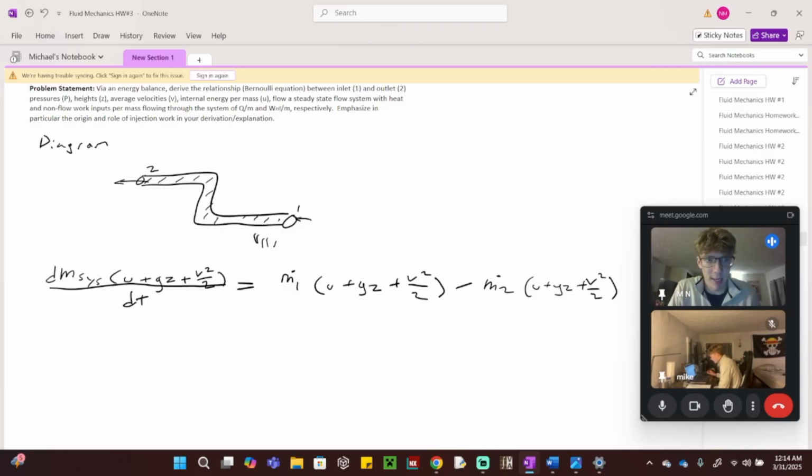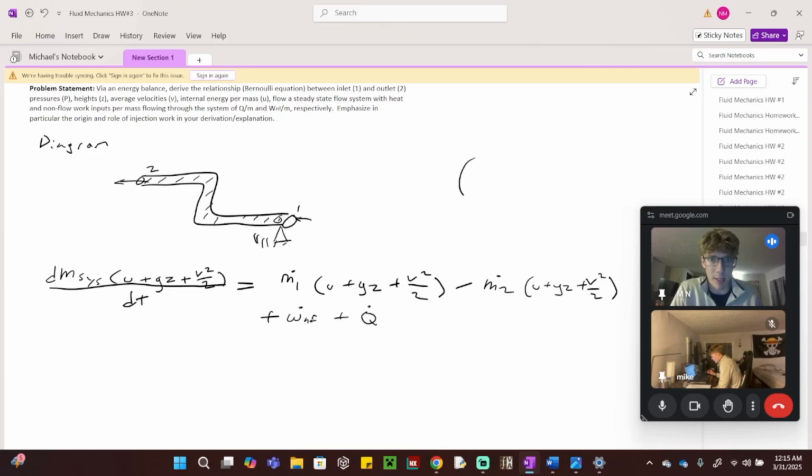And then we can imagine there's heat being added here. We also have a pump that is pushing the flow through, which is a non-flow work. So we can add non-flow work to our system plus heat flow, which we're going to call Q dot. And then there's also injection work acting. What injection work is, we could think of it as the work it takes to add a certain volume of our fluid to our system, or push it into our system.